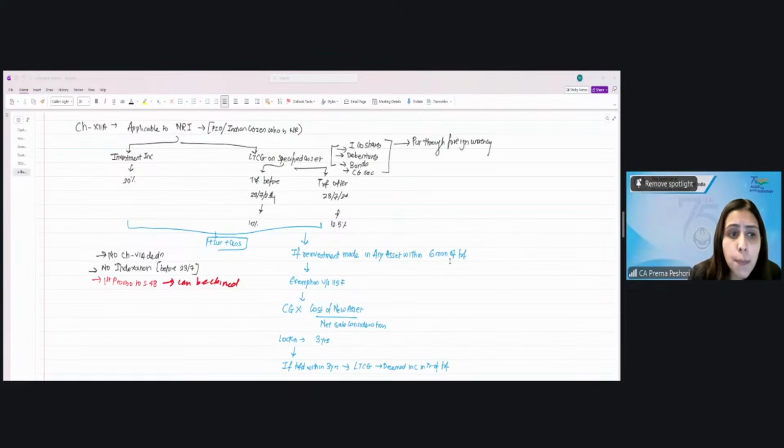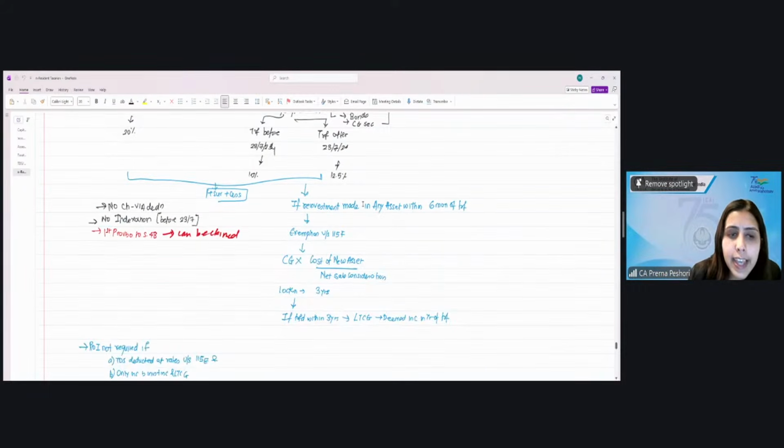So if he reinvests within a period of 6 months of the transfer in the specified asset, here any asset will mean the specified asset itself, like Indian company shares, debentures, then the exempt capital gain will be capital gain into the cost of new asset divided by the net consideration. However, if the new asset is transferred within 3 years of its acquisition, then the capital gain of the original asset, which was exempted under 115F, shall now be taxable as long-term capital gain. Okay?